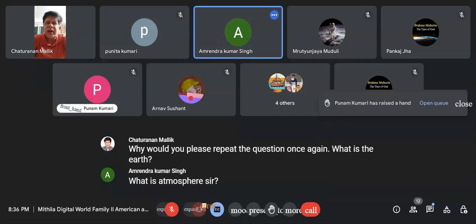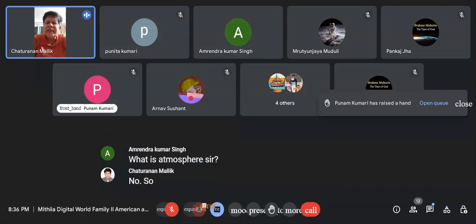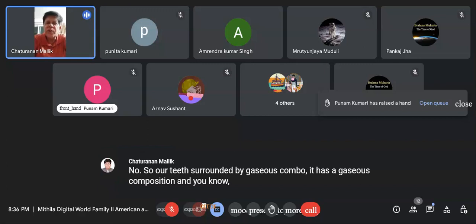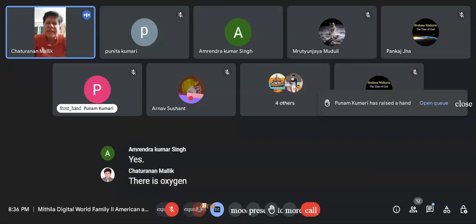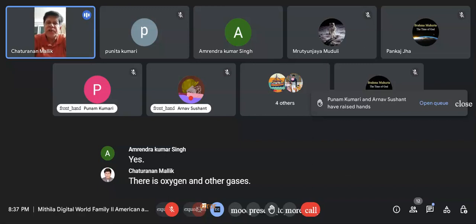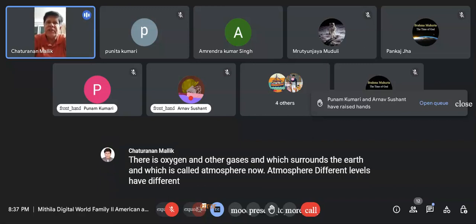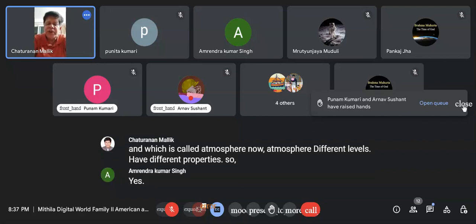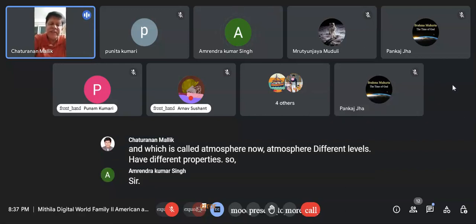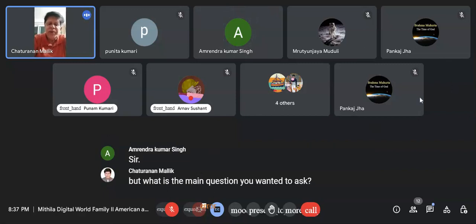Earth is surrounded by a gaseous composition. There is nitrogen, oxygen, and other gases which surround the Earth, and that is called the atmosphere. Different levels of the atmosphere have different properties, which you can read in your book. But what is the main question you wanted to ask? Okay, we go to the next.